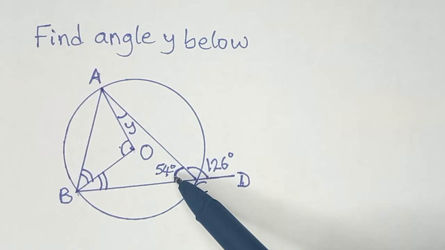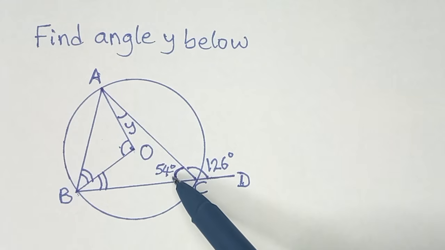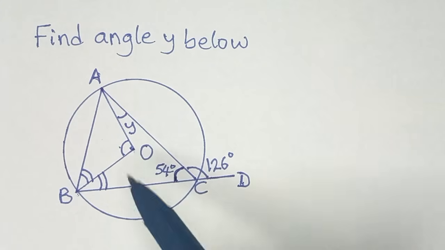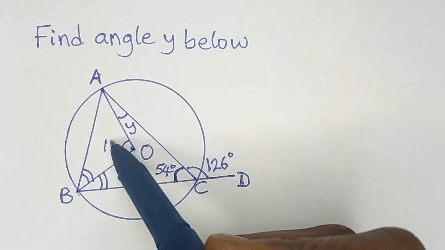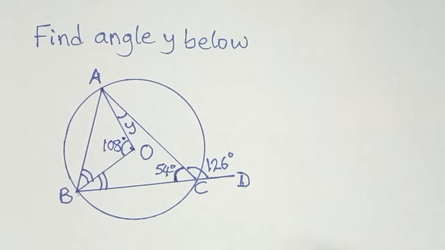So if this is 54 at the circumference, to get the one at the center, we simply multiply the one at the circumference by 2. So 54 times 2 will give us 108 degrees as the angle at the center.